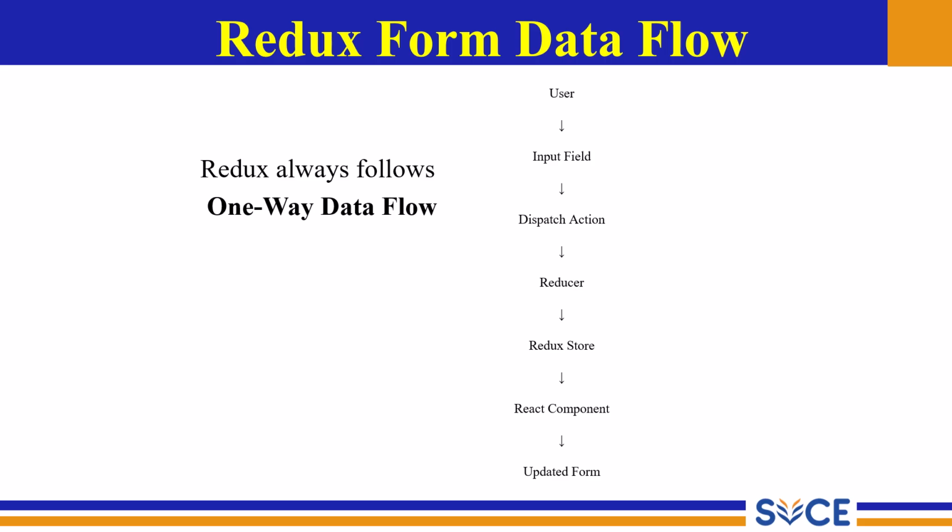Suppose the user enters name equal to Alice, the input field captures this. React dispatches an action called update name. The reducer receives this action, it updates the Redux store. Finally, React automatically displays Alice inside the text box. Notice that data always moves in one direction. This makes debugging much easier.